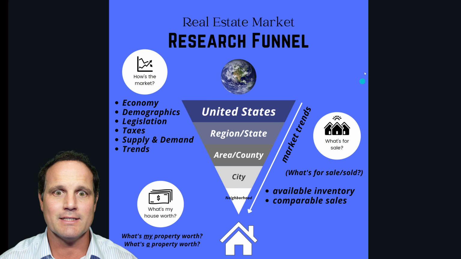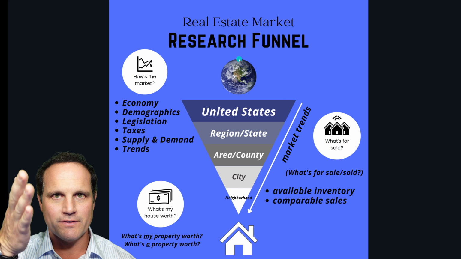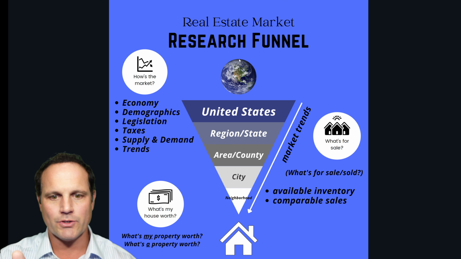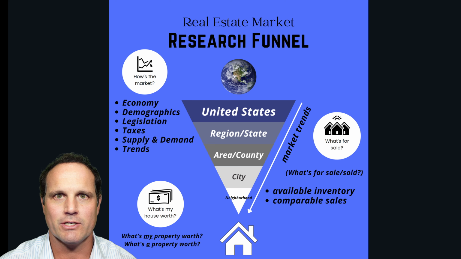Right down the middle, right down the dead center, we have the geographic spectrum. So obviously the biggest thing would be the world, and then we filter down to the United States, regions and states, areas, cities, down to neighborhoods. And of course we have neighborhood here. The biggest word is on the smallest triangle. We filter down geographically from the world all the way down to a property. That's how it works on the geographic spectrum.